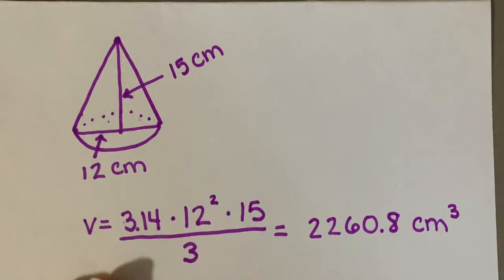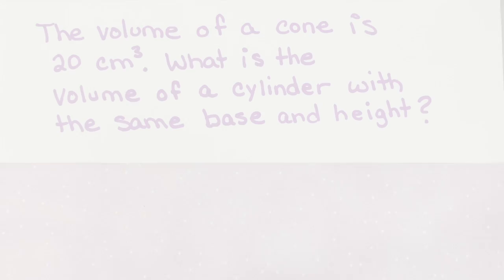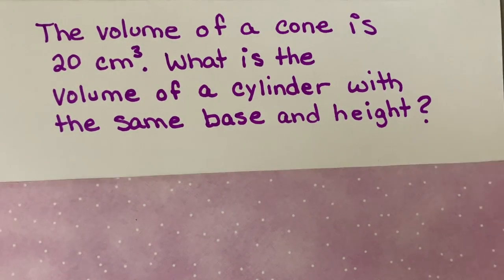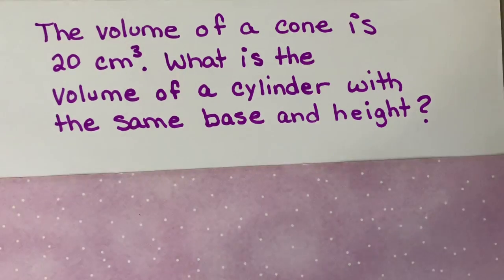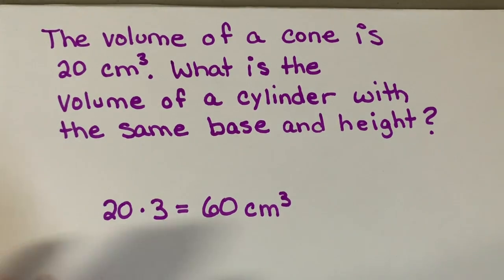Your answer would be 2,260.8 centimeters cubed. One more word problem. The volume of a cone is 20 centimeters cubed. What is the volume of a cylinder with the same base and height? And if you think about it, a cone is 1/3 of a cylinder, so all you'd have to do is multiply that by 3 to get 60 centimeters cubed.